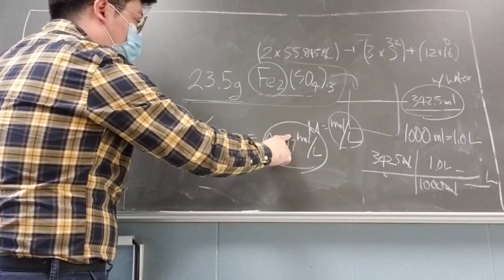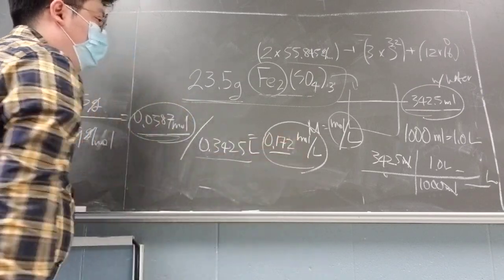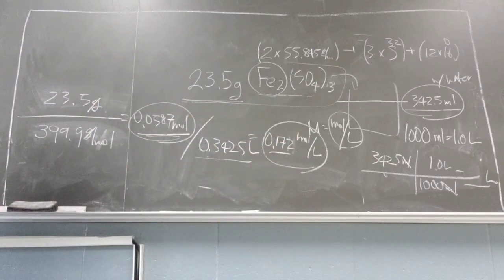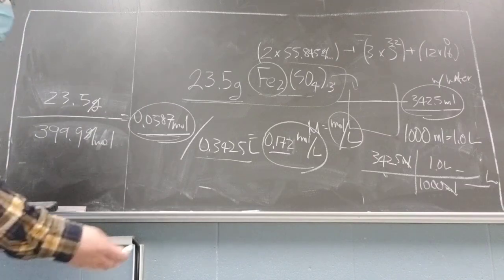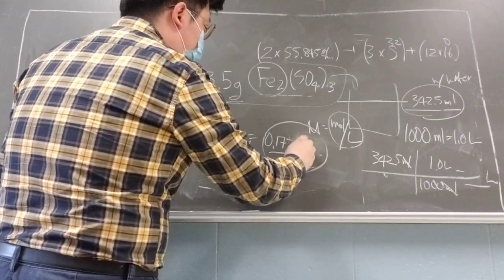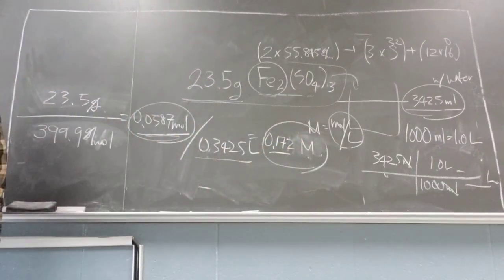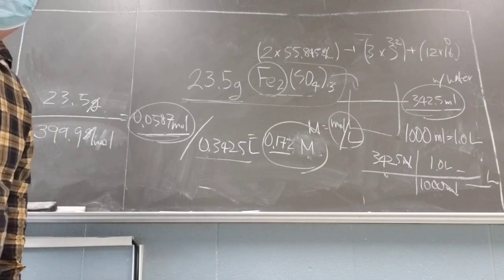Okay. So if you do that, it will be 0.1717. So eventually round up, 0.172. Okay. So you can say moles per liter, or you can say just molarity. Okay. Doesn't matter. It's the same. Okay. So I just stop here today. But definitely.